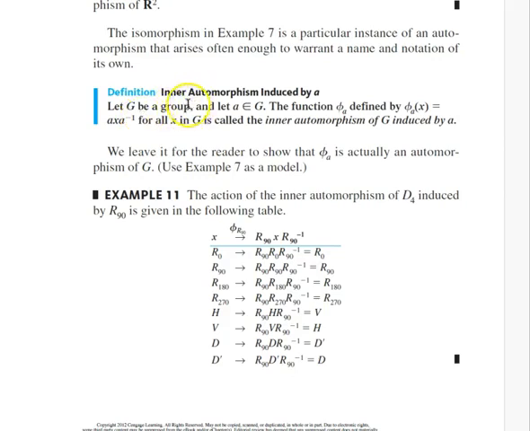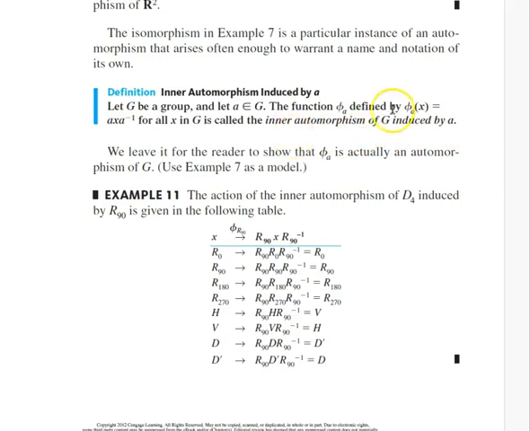Definition. An inner automorphism induced by an element a. Let G be a group and let a be an element in G. The function phi sub a, defined by phi sub a of x equals a times x times a to the negative 1, for all x in G, is called an inner automorphism of G induced by a.